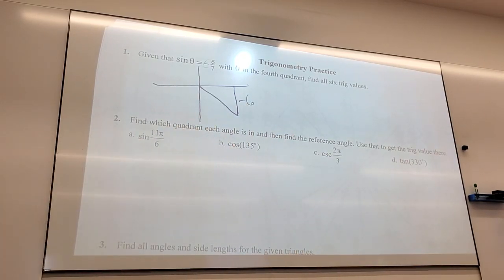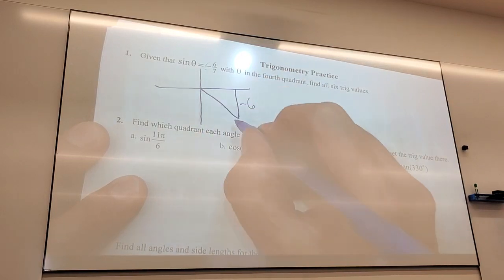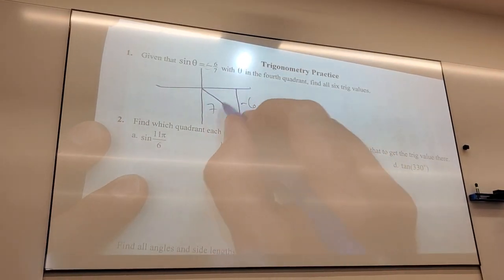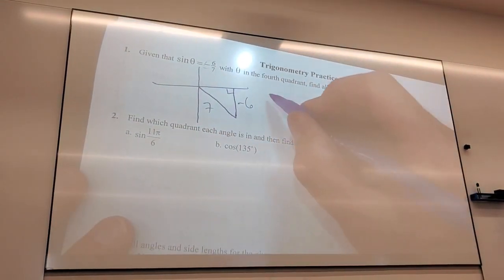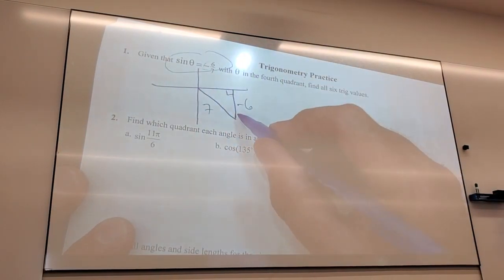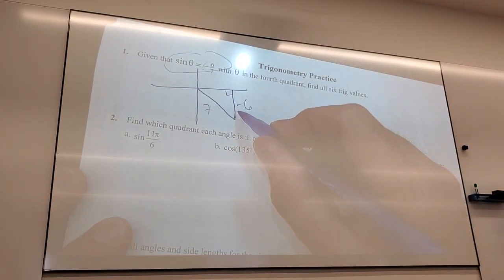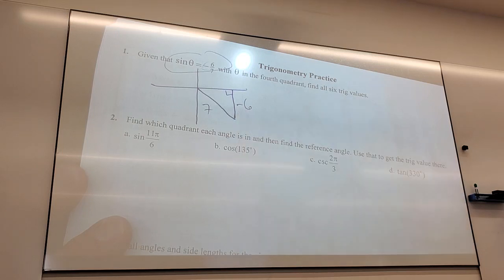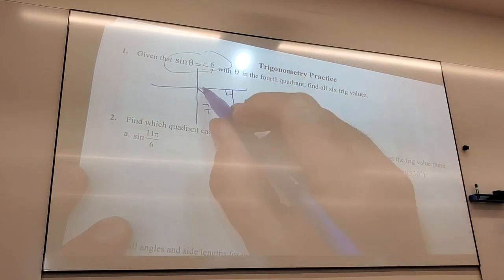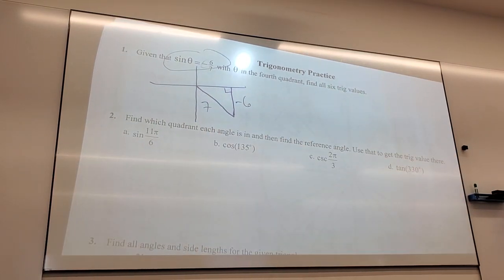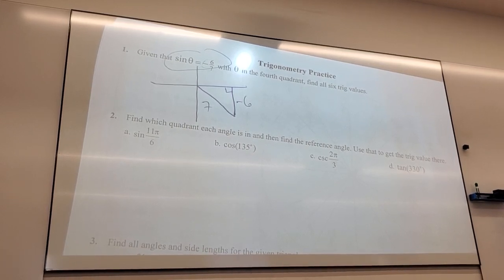So then what's this side here? And that's the 7 button. So from this, I can immediately draw this triangle. Now, if I just knew this side, I could construct all the trig values, correct? So how do I figure out this side?